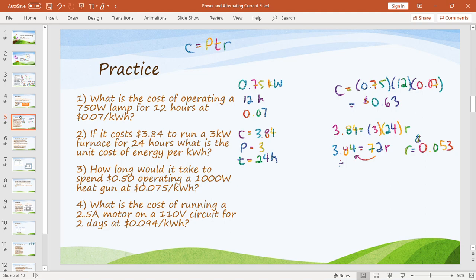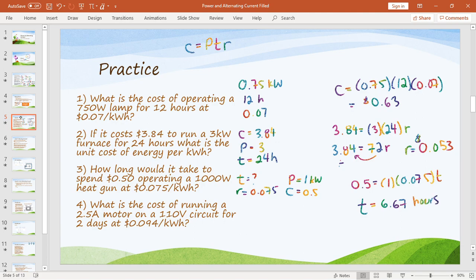Another one, we're looking for time. I see how long. We have a rate. We have power, 1 kilowatt, watch that conversion. And we do have a cost. It cost us 50 cents. Okay, same thing. Putting them out of order so my numbers are together, times time. And then this is just 0.075, so time is going to be equal to 0.5 divided by 0.075, which is 6.67 hours. 6 hours, 40 minutes if you want to get fancy.